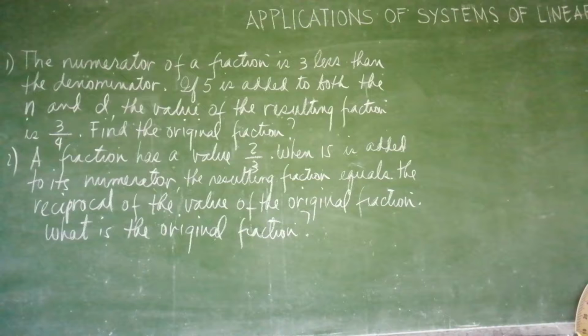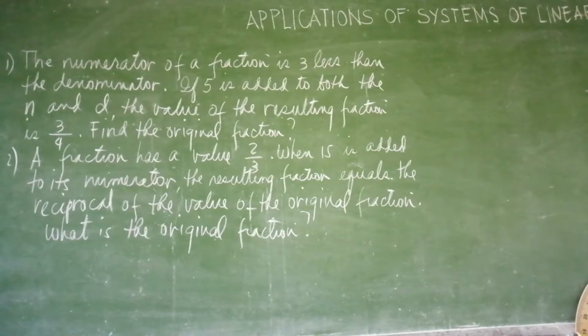Number one says the numerator of a fraction is 3 less than the denominator. If 5 is added to both the numerator and the denominator, the value of the resulting fraction is 3/4. Find the original fraction. Number 2, a fraction has a value of 2/3. When 15 is added to its numerator, the resulting fraction equals the reciprocal of the value of the original fraction. So what is the original fraction? So shall we show it by a solution on the board?